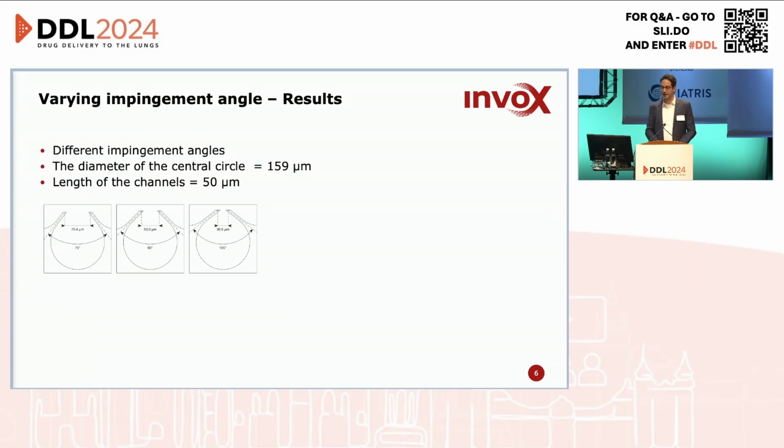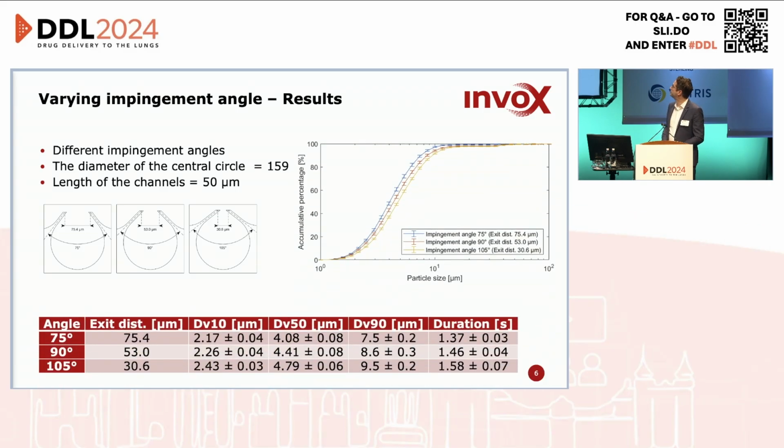So with the varying impingement angle, we kept the diameter of the circle constant, and the length of these channels as well, at 50 micrometers. And then we saw that the droplet sizes are larger for the larger impingement angle.